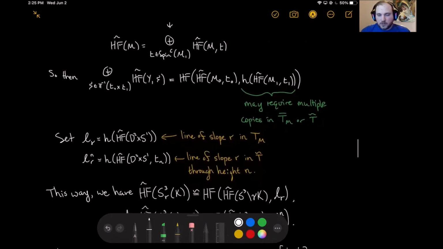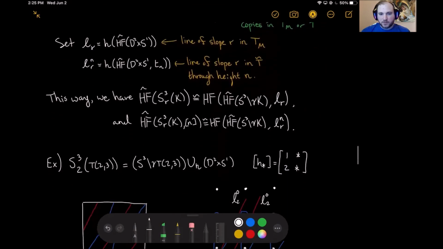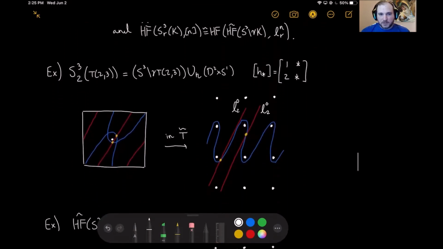I'll let L sub R be the inclusion of the curve invariant for the solid torus, but it has a slope R due to maybe the gluing that recovers slope R Dehn surgery. And then L_R^N will be a lift of that slope R line, but through maybe height N in the plane. So we can come back to what that says about Floer homology, but an example of this is here.